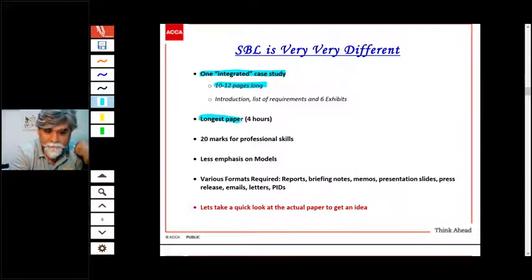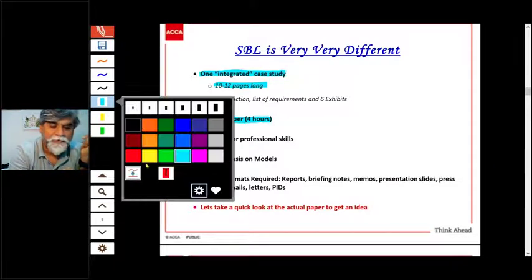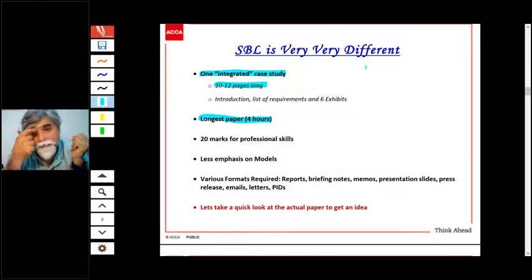Then it is the longest paper of ACCA, 4 hours. 4 hours is crazy. You know what will happen? What's wrong with 4 hours? You will be physically tired, mentally tired, frustrated, irritated. Your hand will become paralyzed in the last 1 hour. But you need to practice, you need to build up your physical and mental stamina.